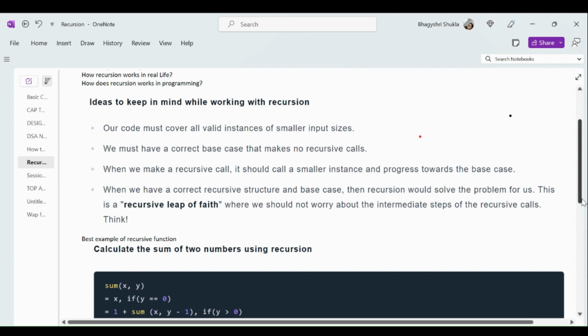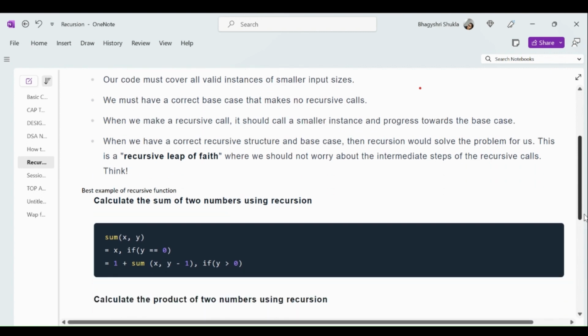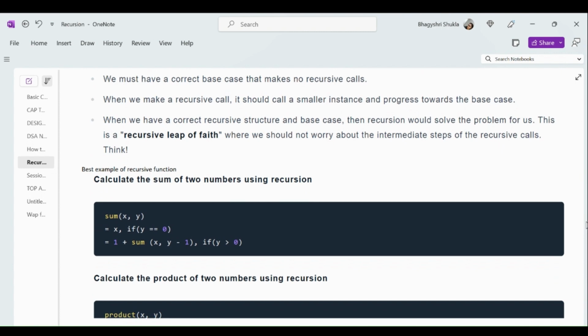And let me show how we use recursion in a function, with a basic example: calculate the sum of two numbers using recursion. You can see I created one function, sum, passing two parameters, because I need the sum of two numbers. That's why I am passing x and y, the two variables which we are trying to add after getting the input from the user.